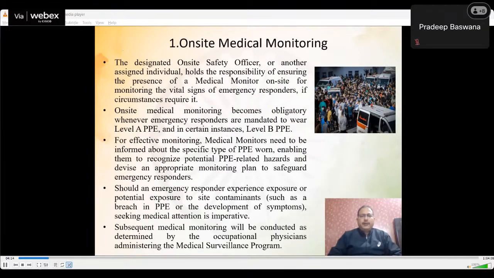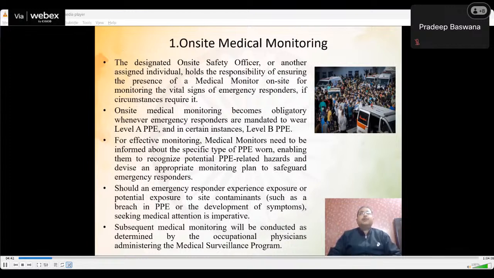So, starting with the first part, on-site medical monitoring. Here, the designated on-site safety officer, or any officer who is on the site, or the incident officer, or another assigned individual, whosoever has the charge. We will not go into detail about who is the incident commander and who is not, but here we will understand that whosoever is the designated officer is responsible for ensuring the presence of medical monitoring on site, for monitoring the vital signs of emergency responders if circumstances require it.